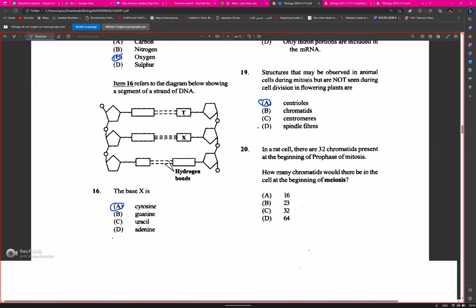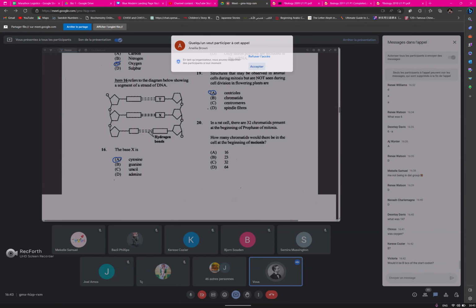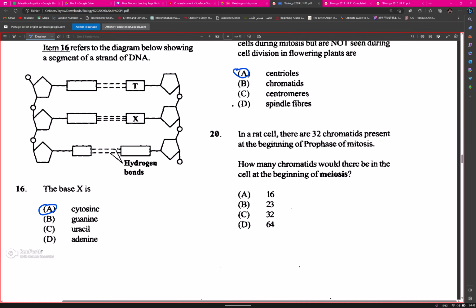Alright, so let's look at this. So in a rat cell, oh, we did this, right? Hold on, let me check it out. Okay, it would still be 32.